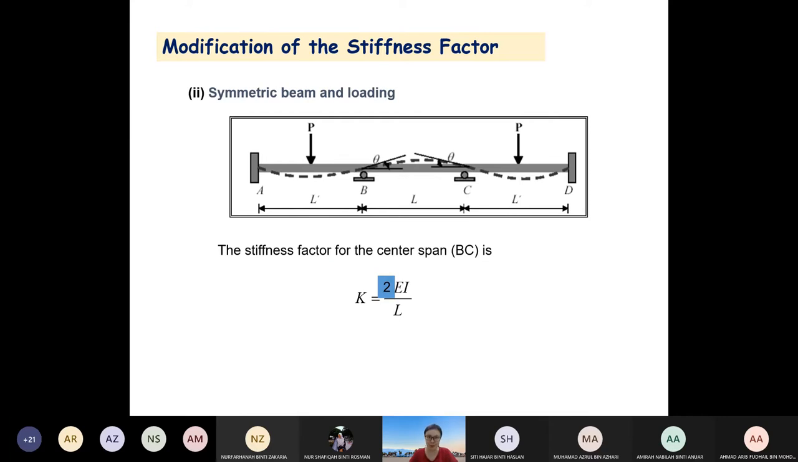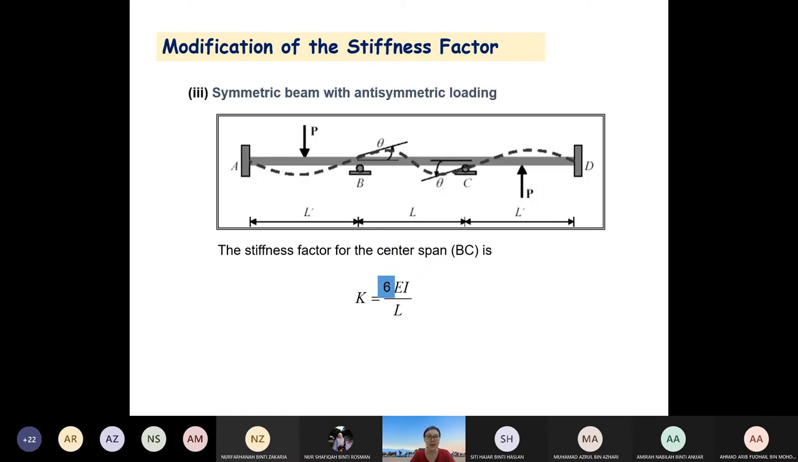Now, this is the modification for the stiffness factor. If you want to shorten your calculation and your beam has symmetrical geometry and loadings, you can analyze the beam for half of the beam only. And the stiffness factor for the center span, which is supposed to be 4EI over L, we are going to use 2EI over L. But if you do not want to carry out a half beam, you want to carry out the full beam, there is no problem. You don't need to modify this, you just use 4EI over L. This is just for when you have this specific condition, symmetrical geometry and loading, and you want to cut short your calculation. So there are equations that you can use.